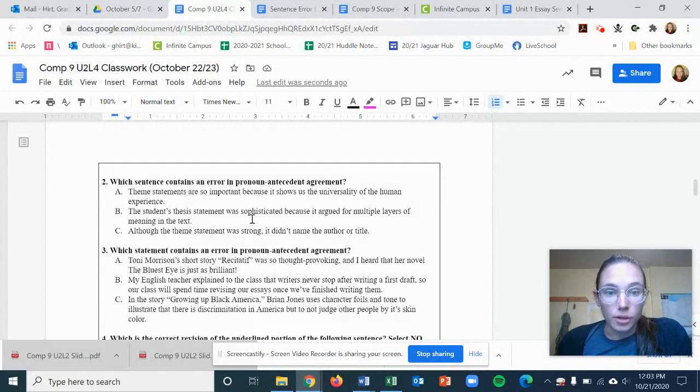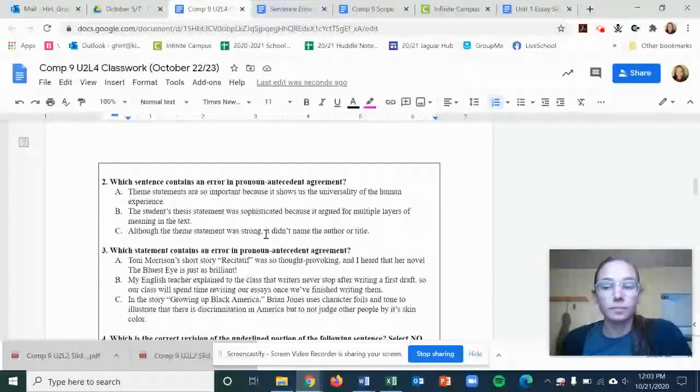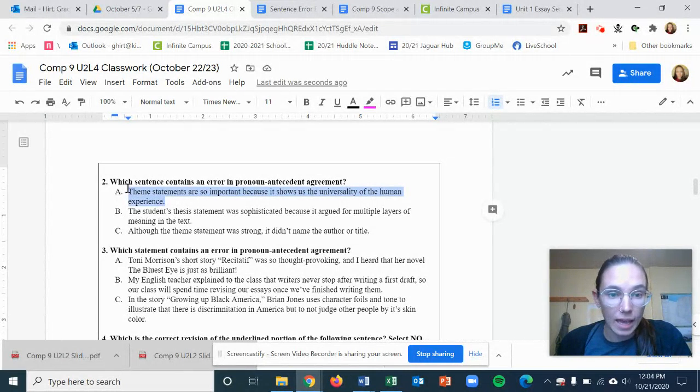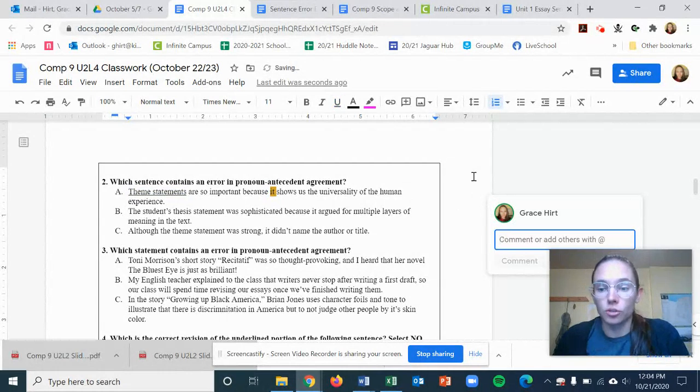All right, go ahead and do number 2. Okay, so for number 2, the answer was A. It is the pronoun here, but theme statements is the antecedent. So instead of it, this should be they.